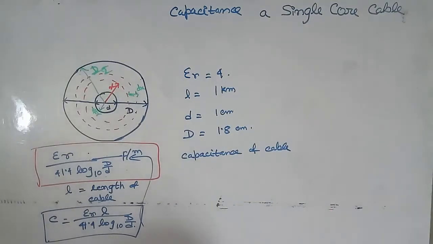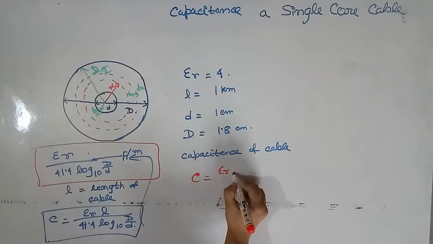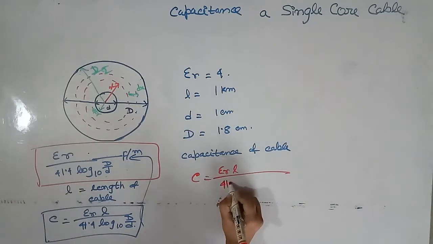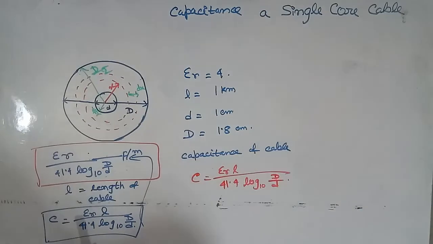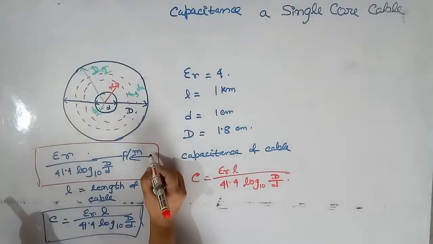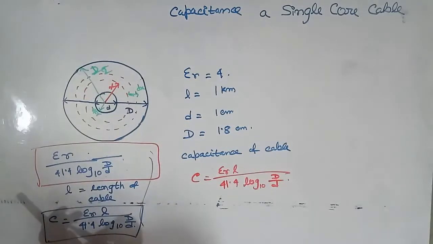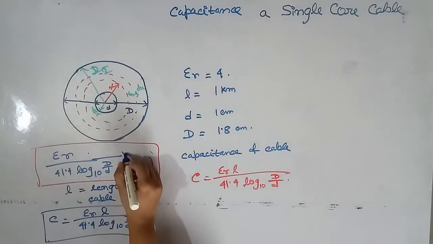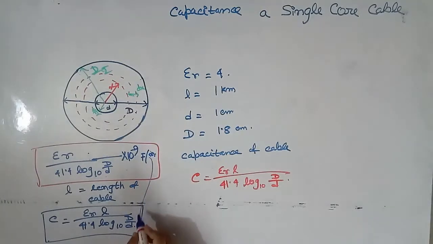Now the formula of capacitance of cable is C equals to epsilon r L by 41.4 log 10 D by d, into 10 to the power minus 9 farad per meter, and this is 10 to the power minus 9 farad.